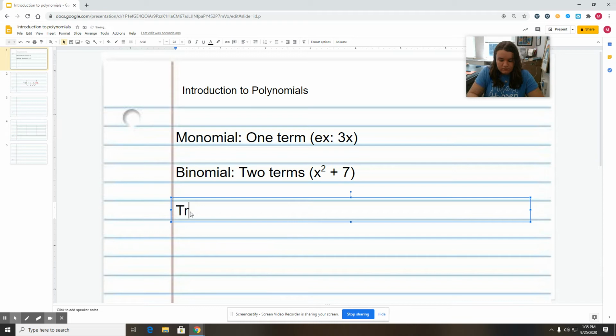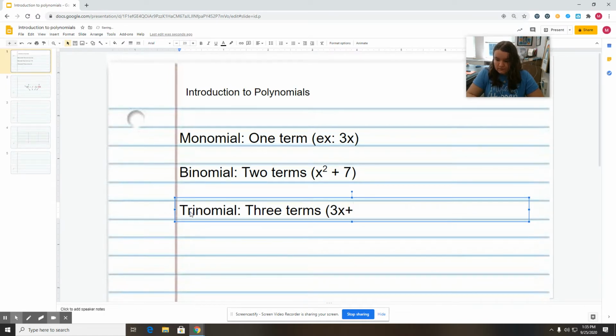Next would be a trinomial. Tricycle has 3 wheels, so a trinomial would have 3 terms. Example of that could be 3x plus 2y squared minus 10.